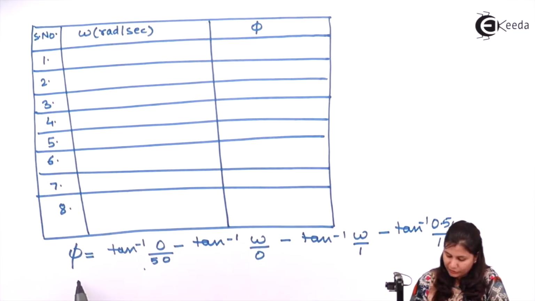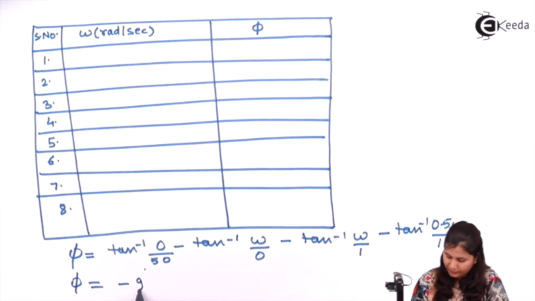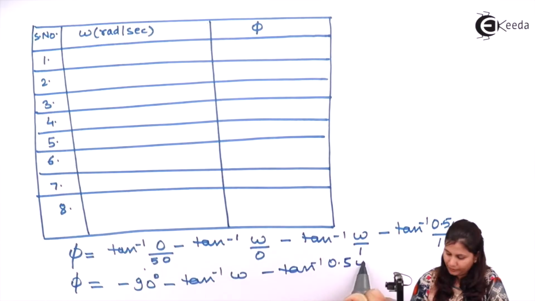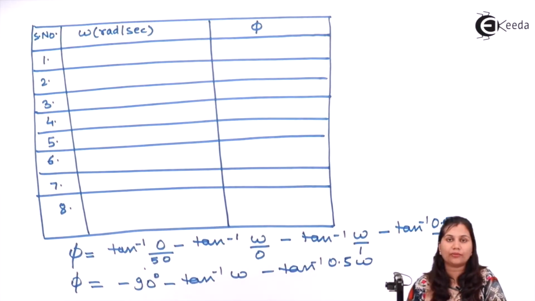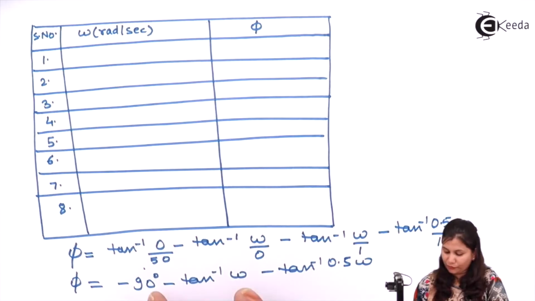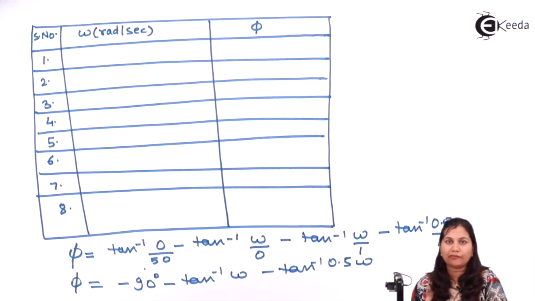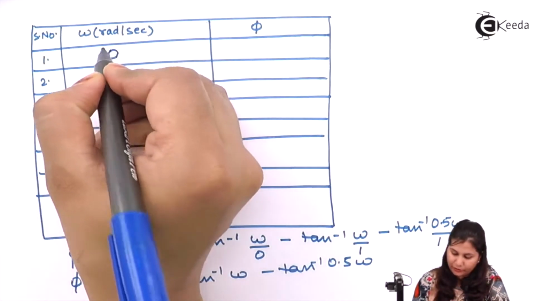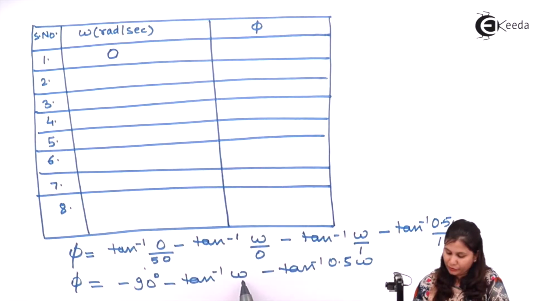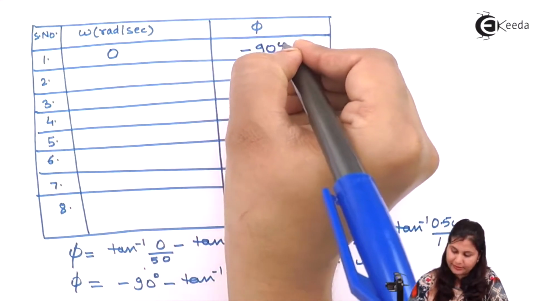Now in this phase equation, we are going to put various values of omega, and for those values of omega we are going to find out the value of phi. Okay, so let's take different values of omega, like omega equals 0. Put here omega equals 0, so it will be tan inverse of 0 minus tan inverse of 0. So tan inverse of 0 is 0 degrees, so the phase angle will be minus 90 degrees.